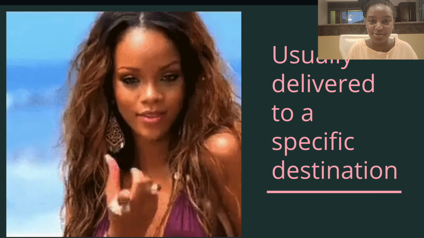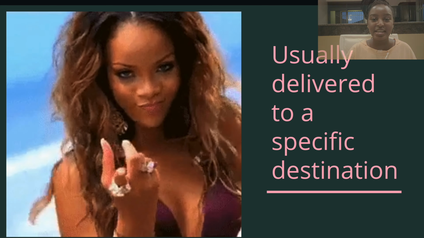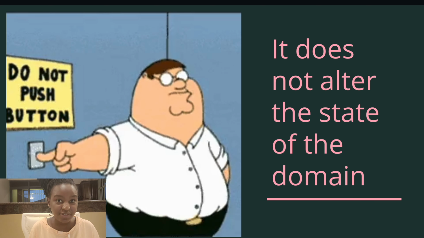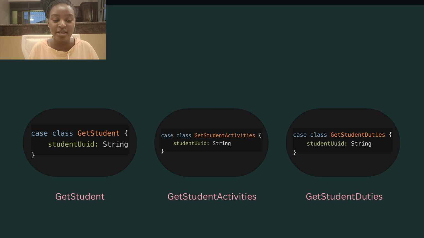It's usually delivered to a specific destination. There was a specific action to request this information, so it needs to be delivered back to whoever asked the question. It does not alter the state of the domain. Again, I'm requesting information that already exists. All you're doing is giving it back to me or telling me it does not exist. So I'm not altering the domain in any way. Examples are get student, get student activities, and get student details. I've used the same theme so that you understand what I'm working with.